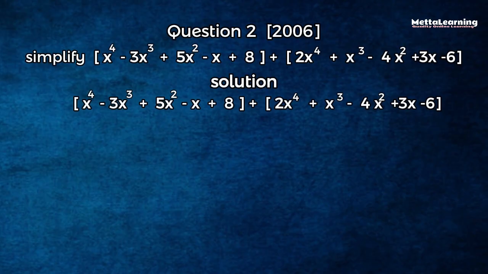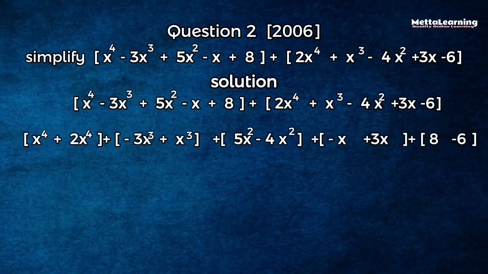So to collect our like terms, we'll be having (x^4 + 2x^4) + (-3x^3 + x^3) + (5x^2 - 4x^2) + (-x + 3x) + (8 - 6). So then we'll be having this as our final answer. That will be 3x^4 - 2x^3 + x^2 + 2x + 2 as our final answer.